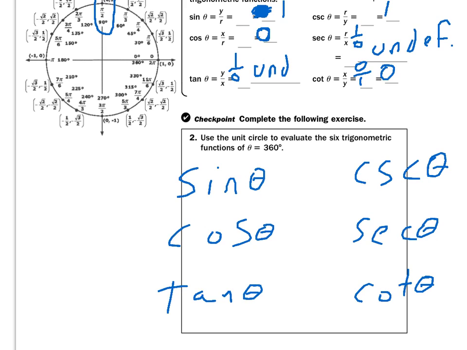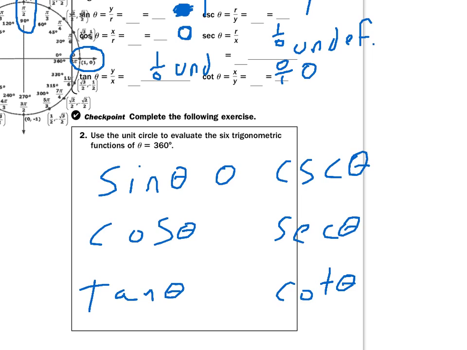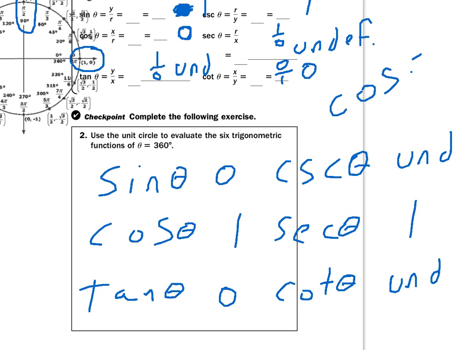Alright, at 360 degrees, my y value was 0. So if we called that 0 over 1, cosecant would be 1 over 0, undefined. Cosine was 1, therefore secant was 1. Tangent would be sine over cosine, which is just 0. And cotangent would be 1 over 0, undefined. So the big thing to understand is that cosine goes with x, sine goes with y.